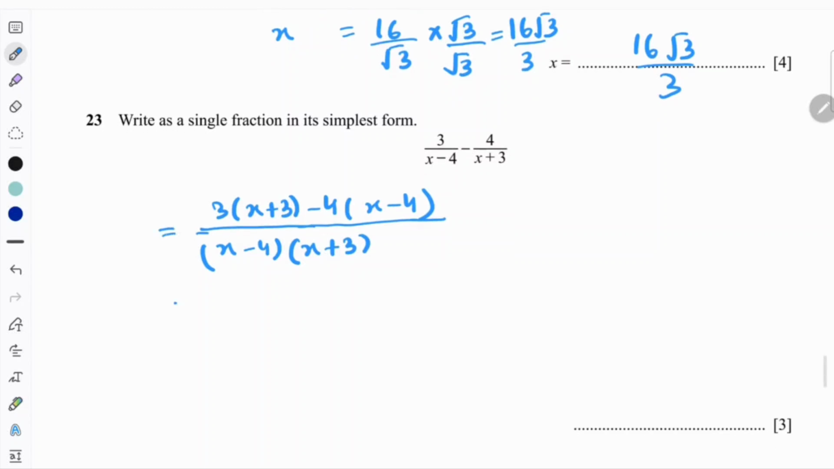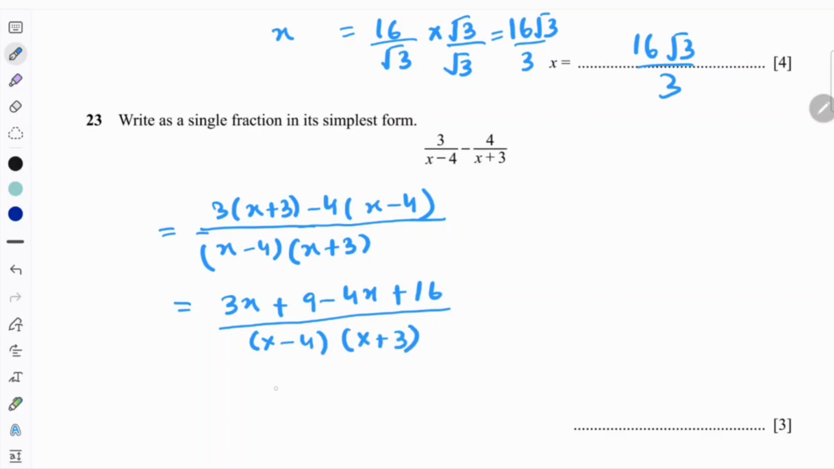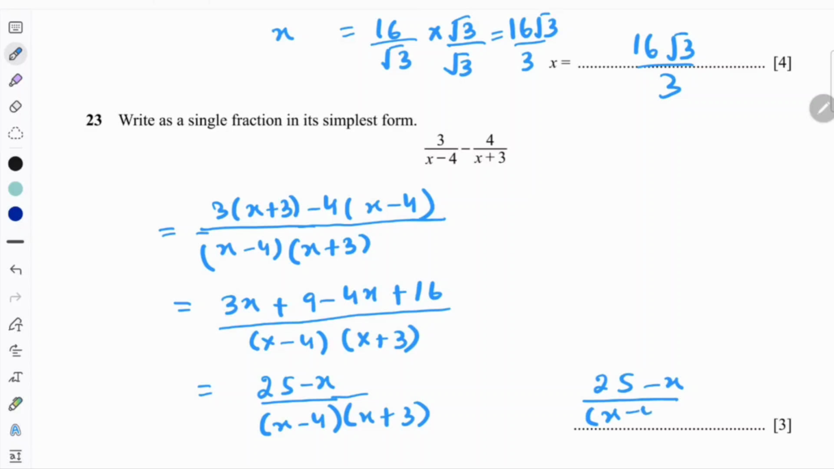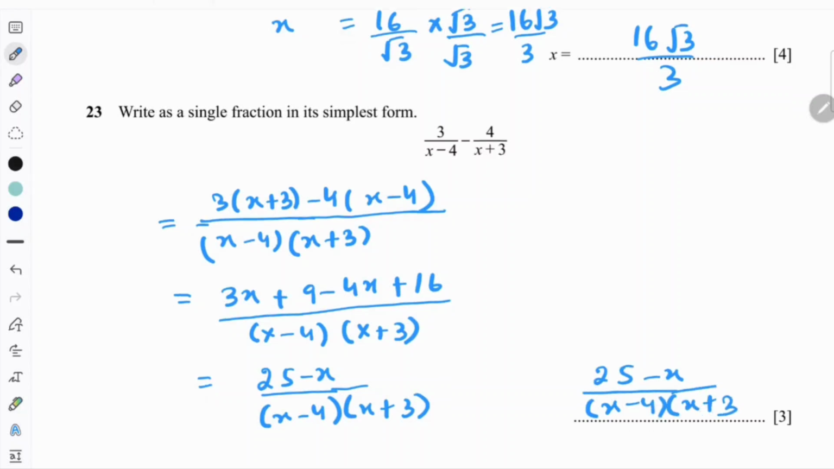Is equal to 3x plus 9 minus 4x plus 16, divided by x minus 4 and x plus 3. Then you will have 3x and minus 4x will be minus x. 9 and 16 is 25, minus x upon x minus 4 and x plus 3. This is your answer. So we have completed 23 questions.